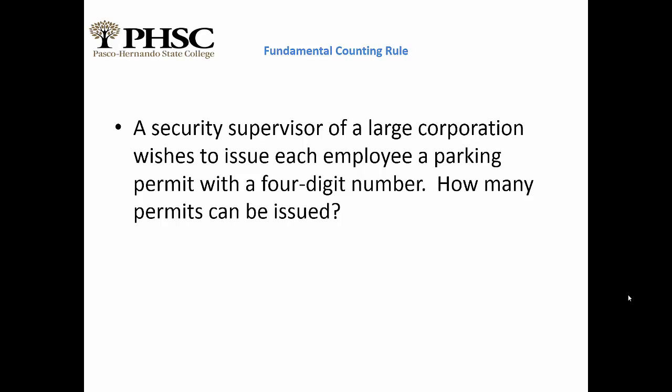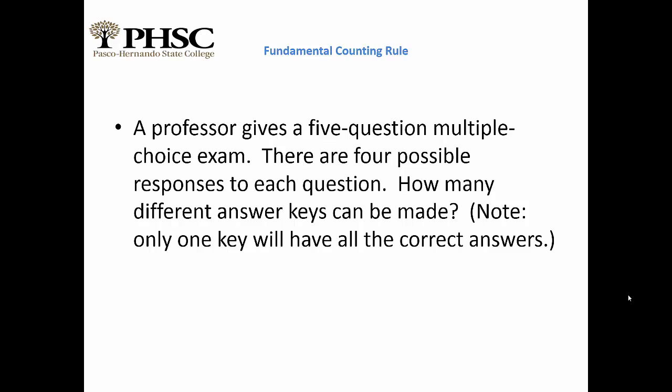So here's an example. A security supervisor of a large corporation wishes to issue each employee a parking permit with a 4-digit number. How many permits can be issued? So you have four digits. How many possibilities for each digit? Since there are no restrictions, anything from 0 to 9 is possible, so there are 10 for each one. So 10 for the first one, 10 for the second, 10 for the third, 10 for the fourth, gives us 10,000 possibilities, or 10,000 permits.